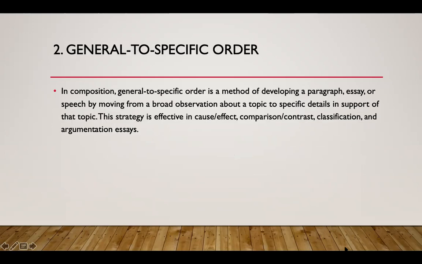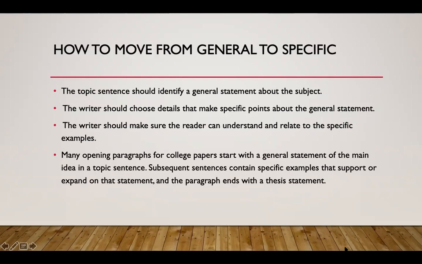The next point is arrangement of our sentences in the order of general to specific. In composition, general to specific order is a method of developing a paragraph, essay, or speech by moving from a broad observation about a topic to specific details in support of that topic. This strategy is effective in cause and effect, comparison and contrast, classification and argumentation essays. So you start writing from the most general point related to that topic and you reach the most specific example and elaborate your thesis.